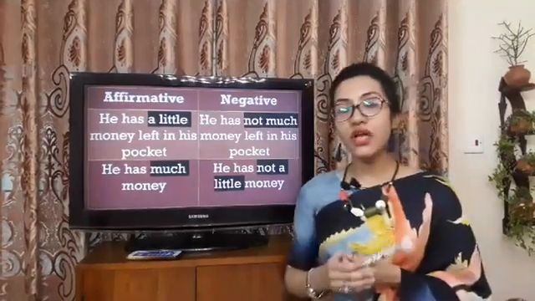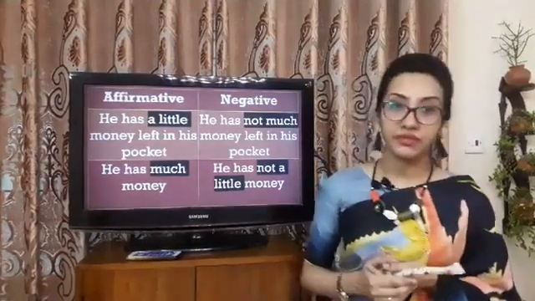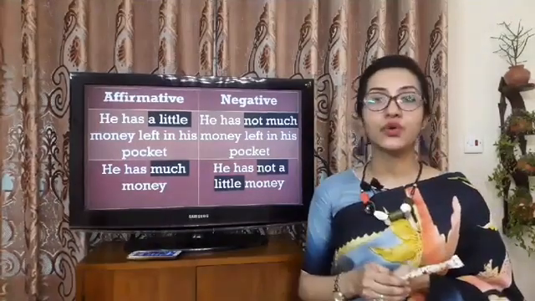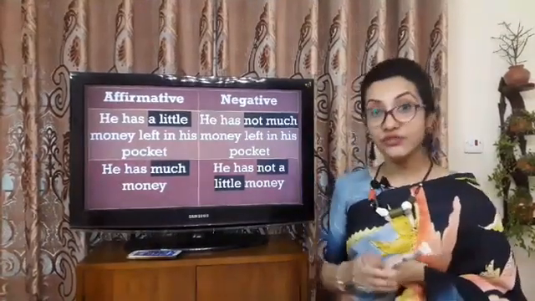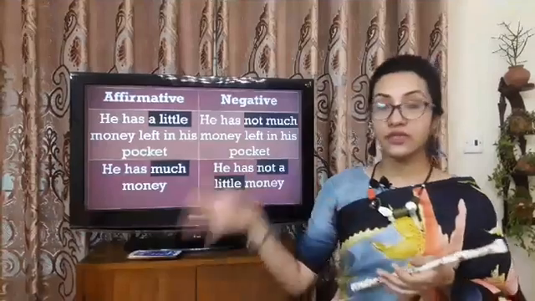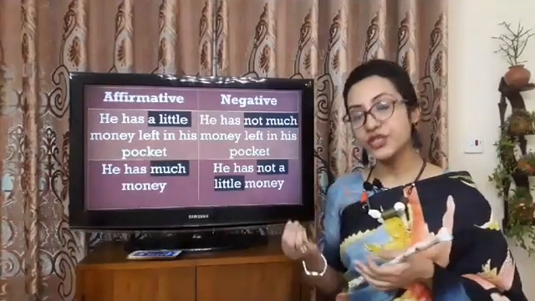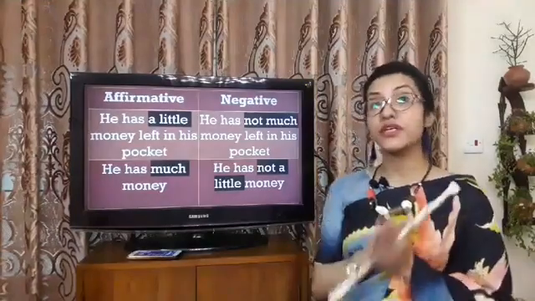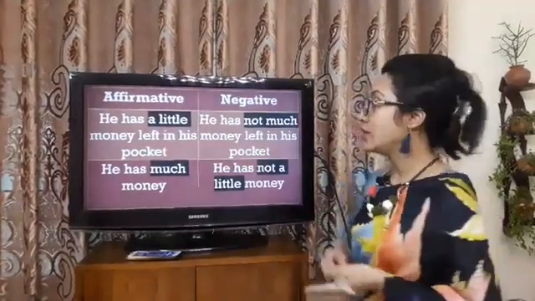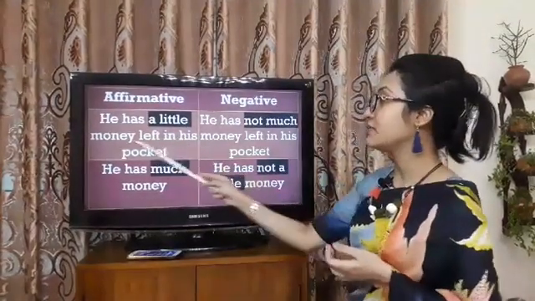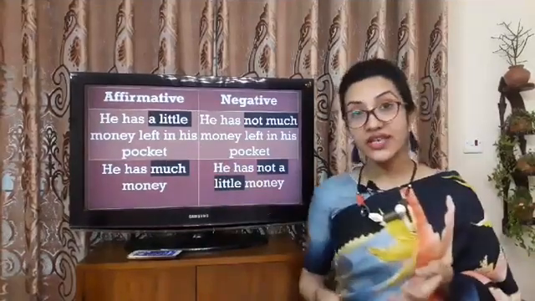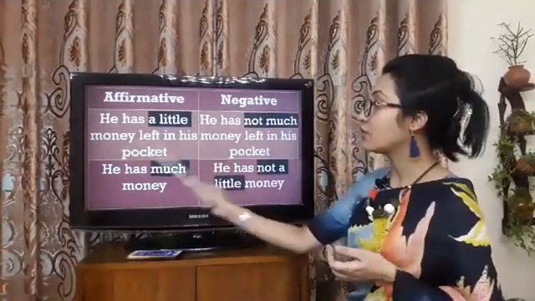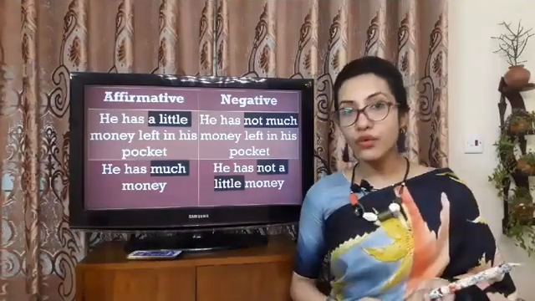Now the next one, what if we have uncountable noun? So in case of uncountable noun, the adjectives are also going to be changed. The adjectives vary from countable to uncountable. তো আমরা সব adjective কিন্তু countable এর সাথে বা uncountable এর সাথে use করতে পারি না. There are particular adjectives for that. So if you have, he has a little money left in his pocket. So in this example we can see we have adjective a little with the uncountable noun money.